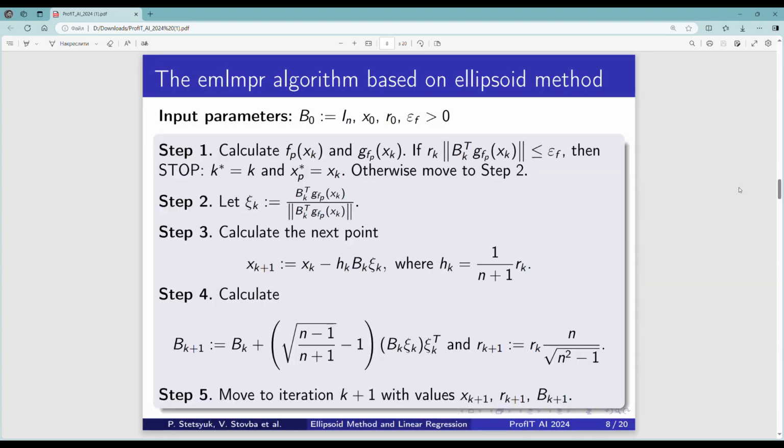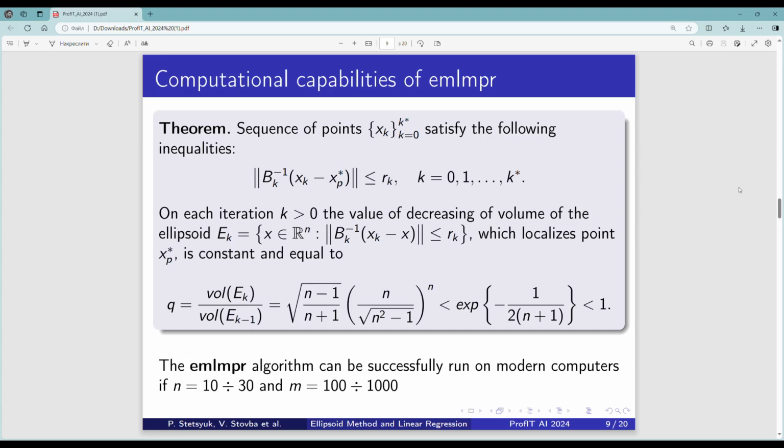The algorithm that implements this approach is called emlmpr algorithm. It is based on the ellipsoid method of Shor, and it is presented on this slide. It consists of 5 steps. At the beginning, we set our input parameters, and in the end, we move to the next iteration with values x, r, and matrix b. The computational capabilities of emlmpr are set by the following theorem, and it says that this algorithm can be successfully run on modern computers if n varies from 10 to 30 and m varies from 1 to 10 hundreds.